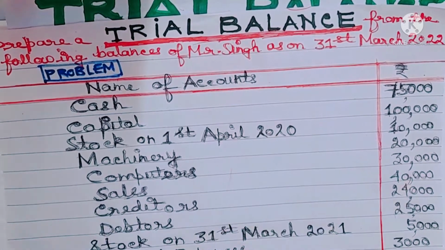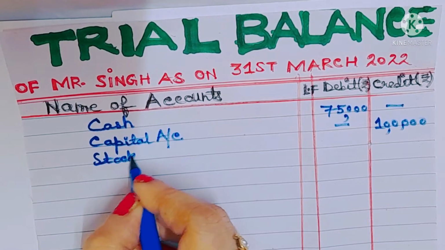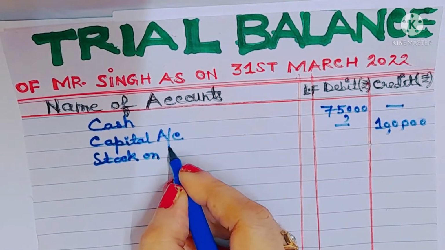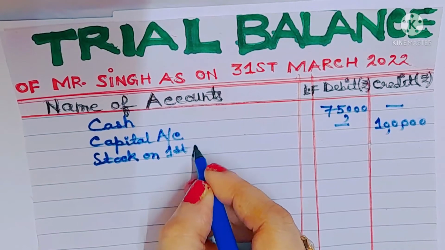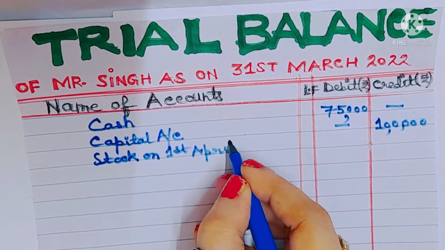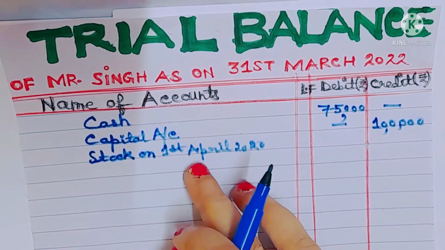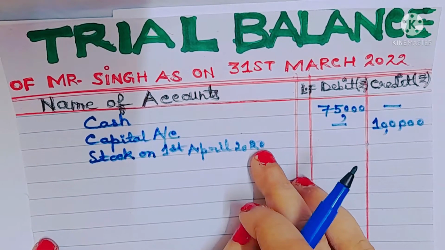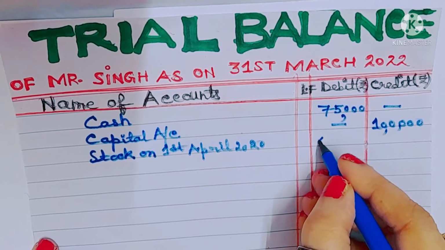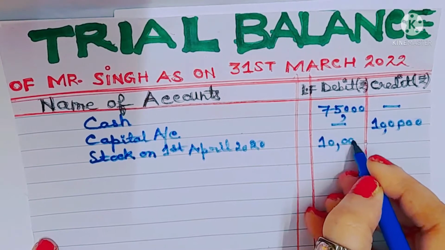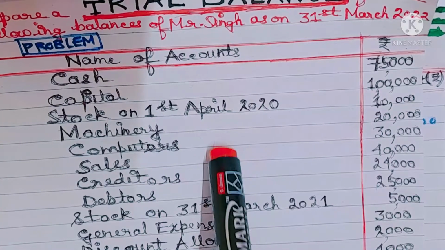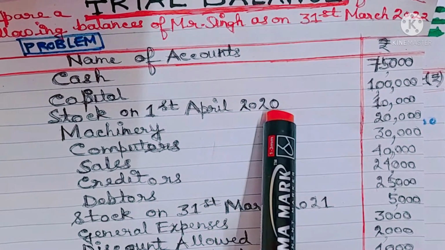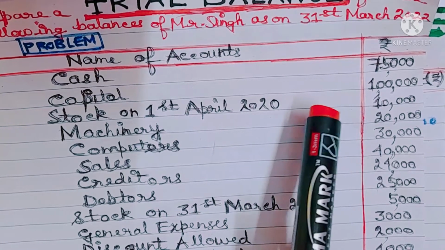So let's write stock on 1st April, 10,000. Stock is a debit balance. Why? So what is opening stock? Opening stock is the balance of goods lying with the business.